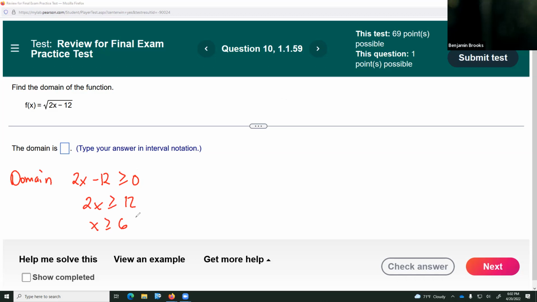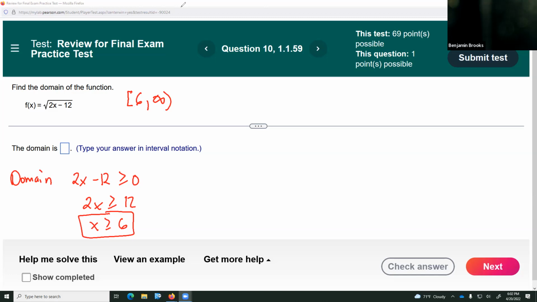Yeah, divide or multiply by a negative number. That's the only time you would change the sign. So the domain is that x is greater than or equal to 6. Therefore, what we're going to do is use a bracket, 6, comma, infinity. We use a bracket because we can include 6.